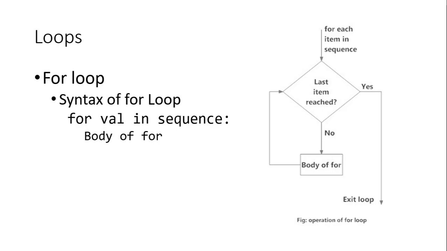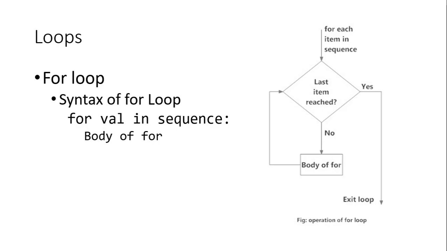Right? Sequence can be a range, a list, a tuple, a set, a dictionary. What is val? Val is your iterator variable. Okay, for is the keyword, val in sequence colon, body of for. So what is happening is the for loop is taking the values in the sequence one by one, starting from the 0th index, and copying it into the variable val. Okay, so you can use the variable val inside the body of for.